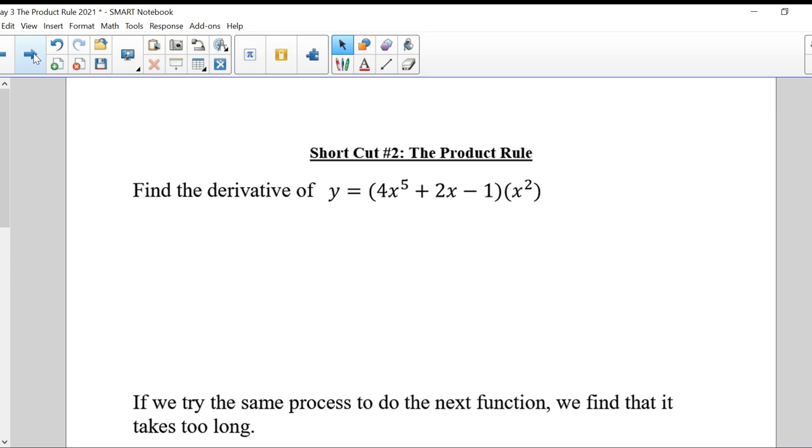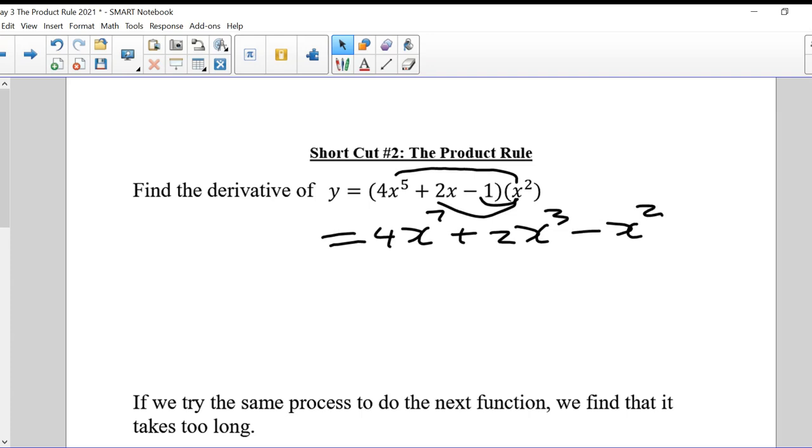So one of the approaches to handling something like what you see on the screen is to multiply it out, right? If I multiply this out, so distribute this into the bracket, I would end up with, you're adding your exponents, as you know, 4x^7 plus 2x^3 minus x^2. Okay, I'm sure you can all agree with that, right?